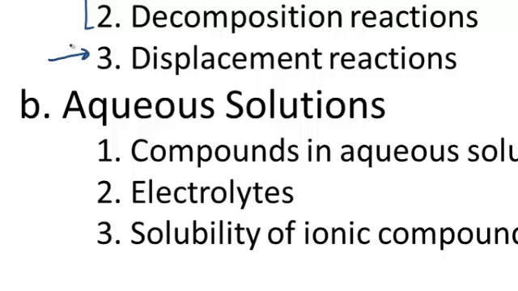Then we'll explore the nature of aqueous solutions. We'll first talk about what it means for something to be dissolved in water, which is what an aqueous solution is, what happens when something dissolves in water. Then we'll categorize different types of electrolytes, as well as define the rules by which we can predict whether particular ionic compounds are soluble or not. Let's start with types of chemical reactions.